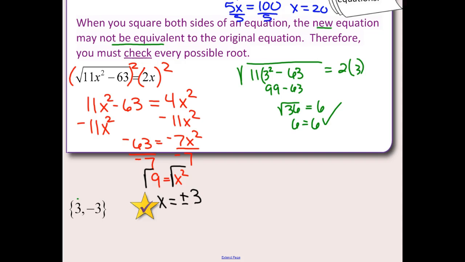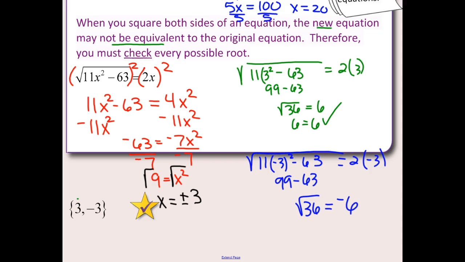Now, let's try negative 3 and see what happens. We're going to have the square root of 11 times negative 3 squared minus 63 equals 2 times negative 3. Once again, we're going to have 99 minus 63. So we're going to have the square root of 36 equals negative 6. Now, what's the square root of 36? 6, and again, they want the principal root. So 6 does not equal negative 6. So this is not an answer. So you would say x equals 3.